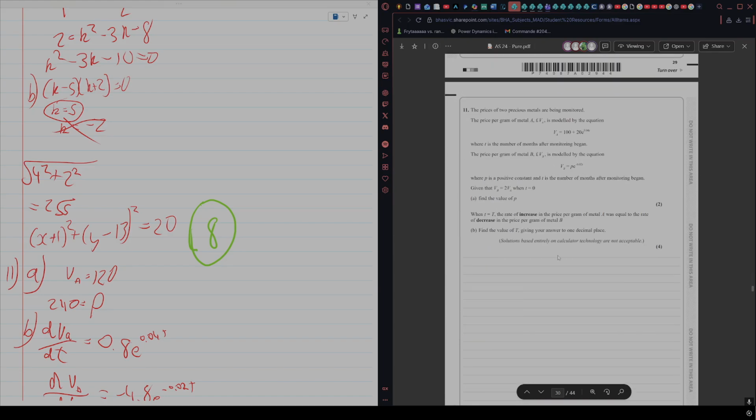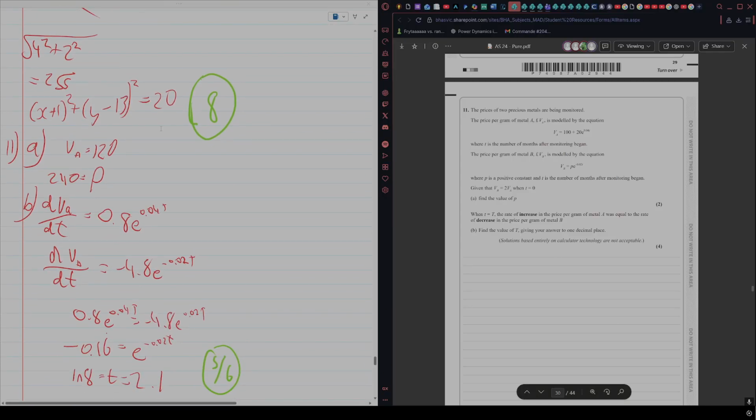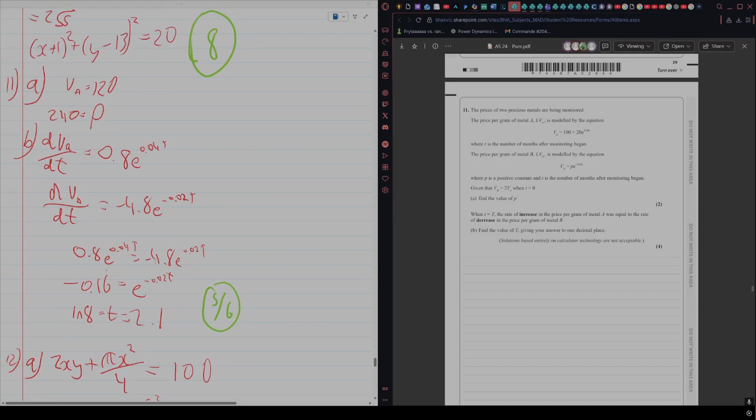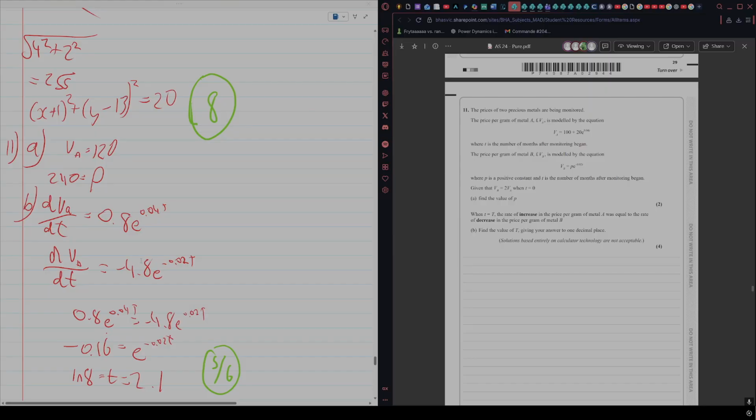Next question. This is a bit of a weird question, I remember. You get 2 different exponential models. Firstly, this is just an easy one, given that VB equals 2VA when t equals 0. Substitute t equals 0 for both of them, and that's your answer. For B, when the rate of increase is equal to the rate of decrease, I don't know how I got something wrong here. Well, I know what I was doing anyway because I only lost 1 mark.